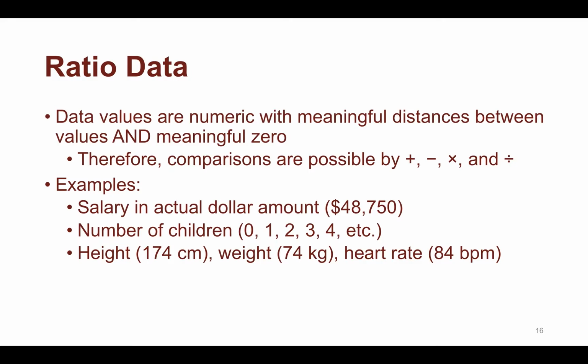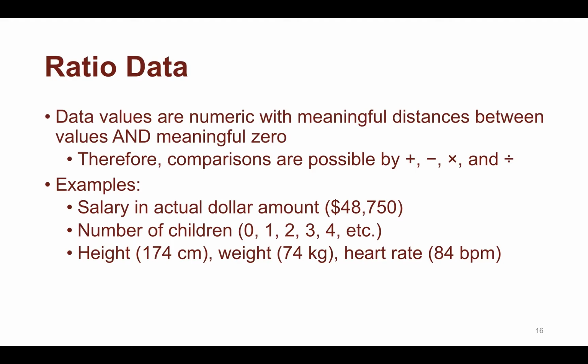A lot of students will ask, well, what about like heart rate? Like 0 beats per minute doesn't make sense. Somebody would be dead if their heart rate was 0, or their height being 0 centimeters. That doesn't make any sense. And that's true, but there is some meaning to those values. And what I would think more about is not whether there's a meaningful 0, but if you make a comparison, can you use multiplication and division?